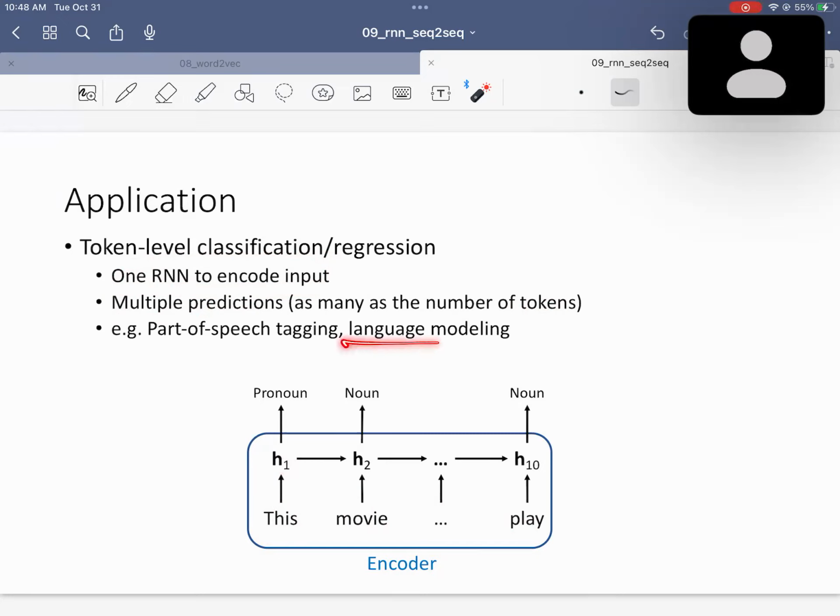And it's the same thing with language modeling. Language modeling is where you try to predict the next word. So every single time you try to predict the next word, it's token level classification. So this is application number 2.